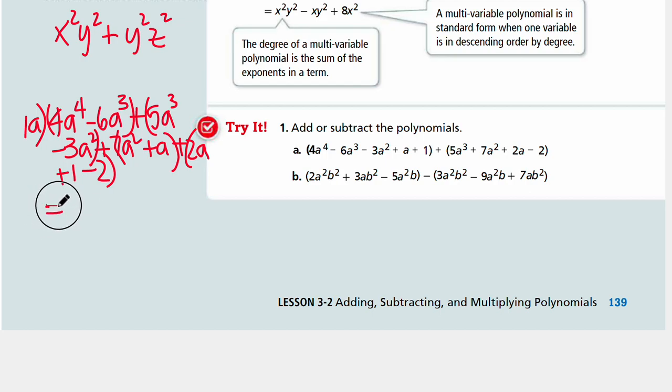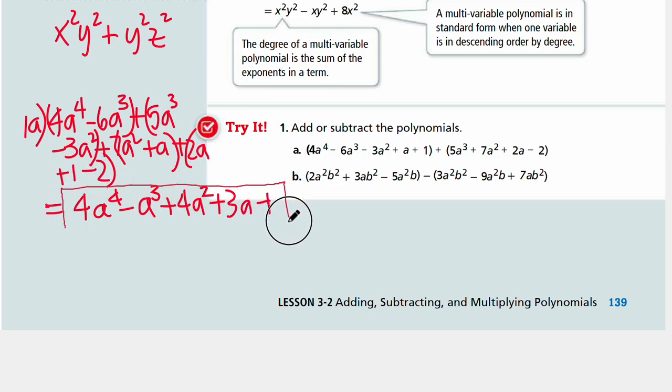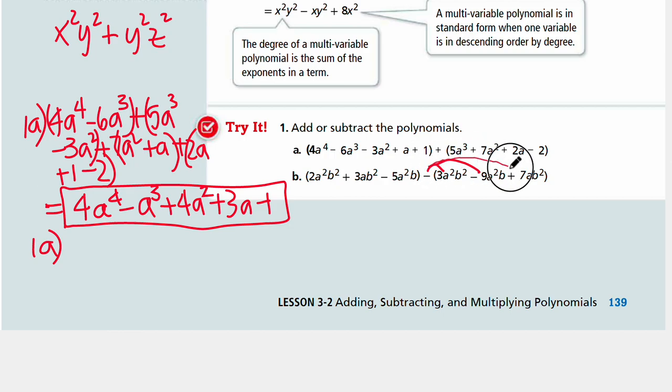And so if you add all of them up correctly, you will have 4a to the 4th power minus a to the 3rd power plus 4a to the 2nd power plus 3a minus 1. And this is already in standard form because I already ordered it. Let's look at 1b. You have to do the same thing, except this is negative and that's positive, and that's negative when you're adding all of them.